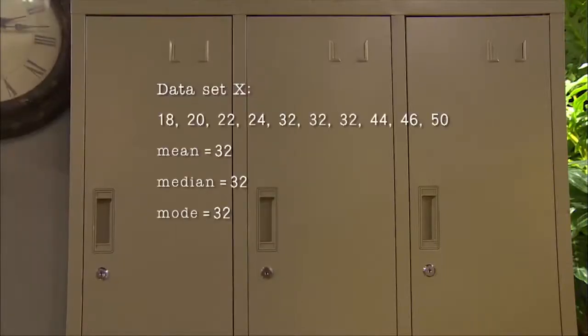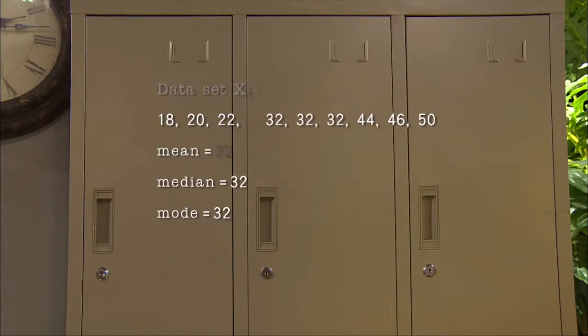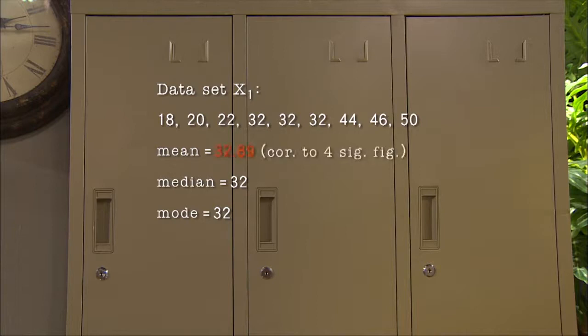For this data set, the median is 32. If 24 is deleted, there are only 9 items left in this set of data. 24 is smaller than the median. The new mean is 32.89. The new median is still 32, and the new mode is also still 32.